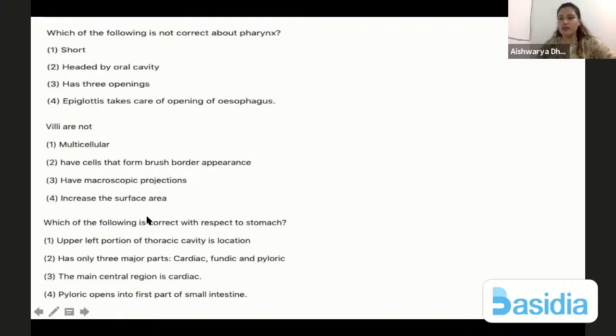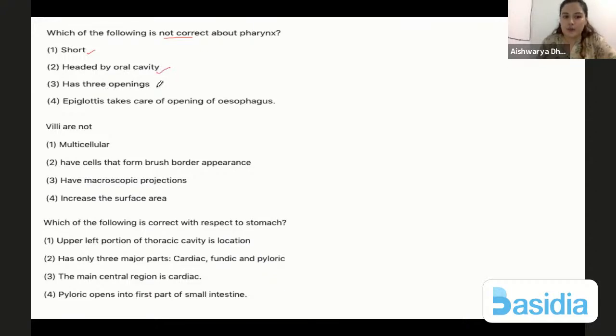Okay, moving forward. Which of the following is not correct about pharynx? So we are talking about not correct. It is short, headed by oral cavity, has 3 openings. Epiglottis takes care of opening of esophagus. So first, it is short. It's a small portion and a common passage. Second, headed by oral cavity. Yes, there is oral cavity, and the oral cavity will open into the pharynx. So this is also correct.